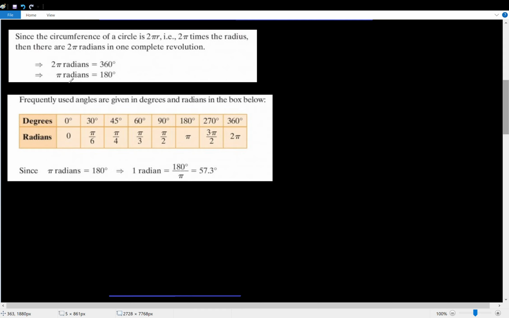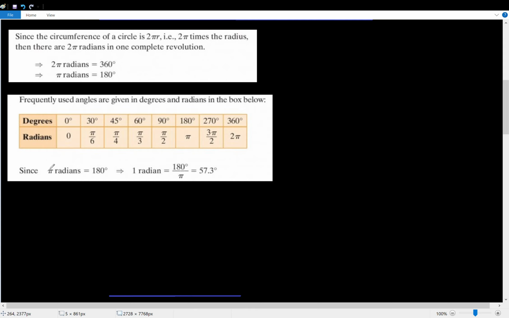That's a very important one to make sure that we remember, because it's going to be useful for converting to or from radians. Now there's a whole bunch of frequently used angles that are given in degrees and radians, and you can see them in the box here. 0 degrees is obviously 0 radians. 30 degrees is pi over 6 radians. 45 degrees is pi over 4 radians. 60 degrees is pi over 3 radians. 90 degrees is pi over 2 radians. 180 degrees is pi radians, as we said above. 270 degrees is 3 pi over 2 radians. And 360 degrees is 2 pi radians.